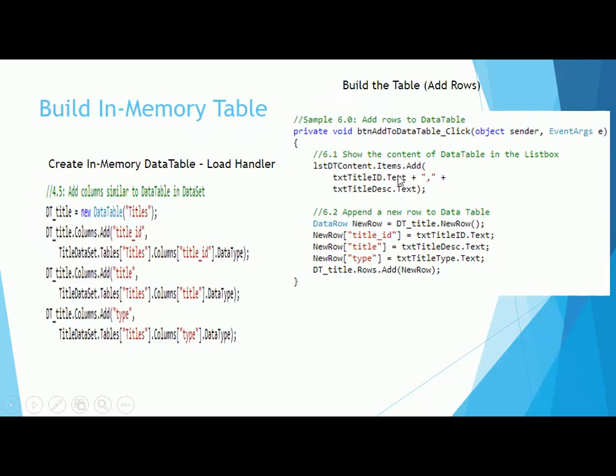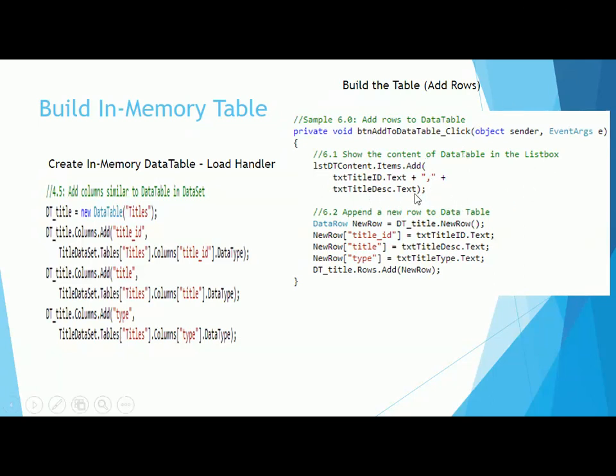Okay. So after that, there is a btn add data table. This button is a vertical button with 3 arrows. Once I click that, first it takes the user supplied data and adds that user supplied data into the list box. This is just to show what all the in-memory table content is that we have built so far.